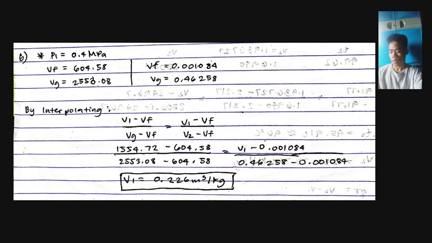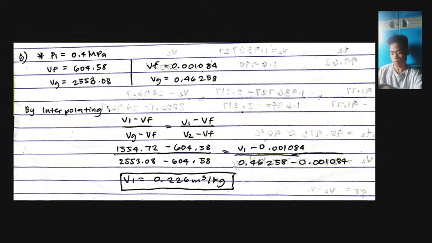U1, again, P1 equals 0.4 megapascal. Uf equals 604.58. Ug equals 2,553.08. Vf equals 0.001084. And next, Vg equals 0.46258. Okay, by interpolating, V1 minus Vf over Vg minus Vf equals U1 minus Uf over Ug minus Uf.